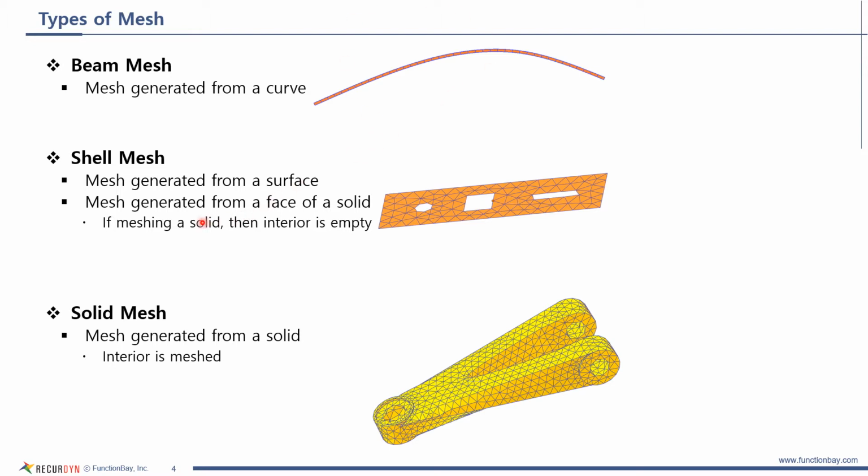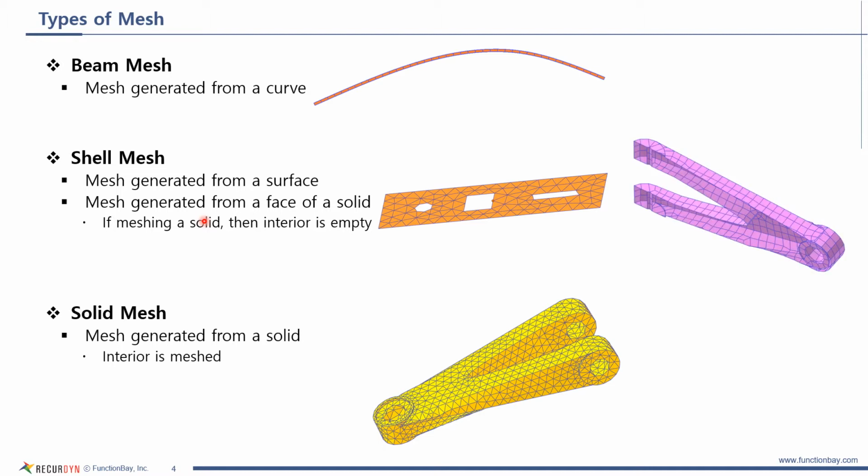Second, shell meshes. A shell mesh is generated from a surface. The mesh will consist of shell elements, so it doesn't fill volumes. It is also possible to generate a shell mesh from outer surfaces of a solid. If a shell mesh is generated from a solid shape, then the interior of the geometry will be empty. There will not be any mesh elements inside it.